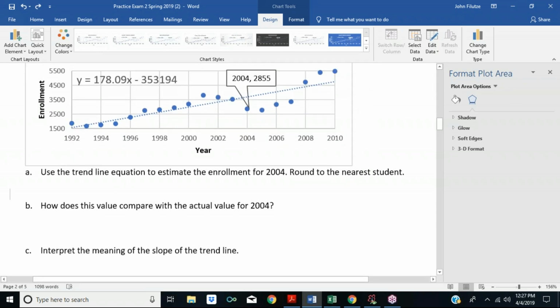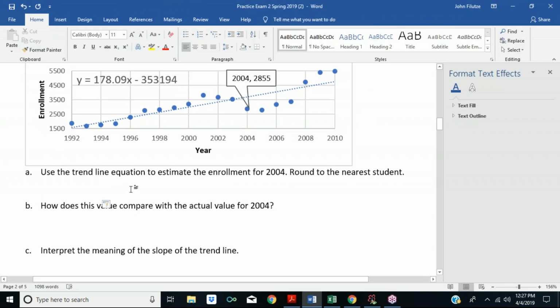So it says use the trendline equation to estimate enrollment for 2004. So that means we're going to say the enrollment y equals 178.09 times 2004, and then minus that 353,194. And we want this to the nearest student because you can't have a part of a student enrolled. So tossing that in the calculator gives us 3,698, just like Megan has there. So 3,698 students.